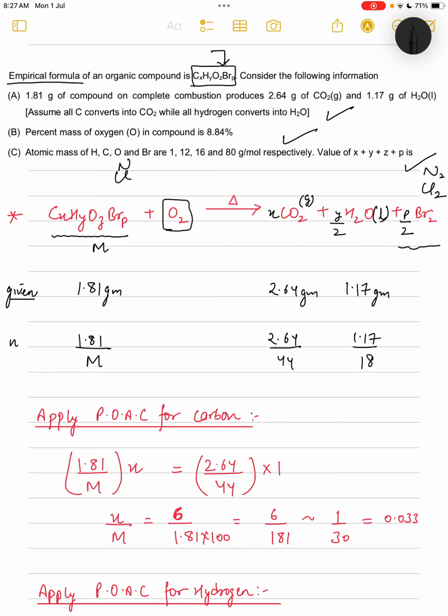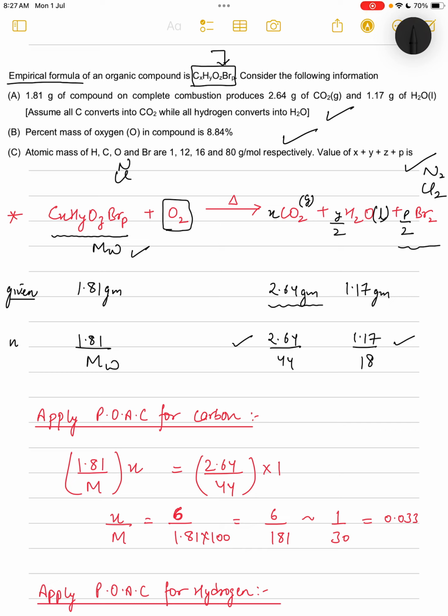Now, since we are given 1.81 gram of organic compound, I will assume that the molecular weight of the organic compound is MW. So I can write the number of moles of organic compound as 1.81 upon MW. Similarly, in the case of CO2, since the mass produced is 2.64 grams, the number of moles of CO2 is 2.64 upon 44. And in a similar way, the number of moles of water obtained is 1.17 upon 18.